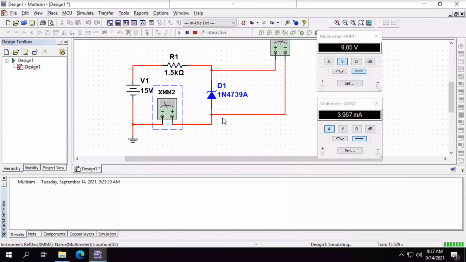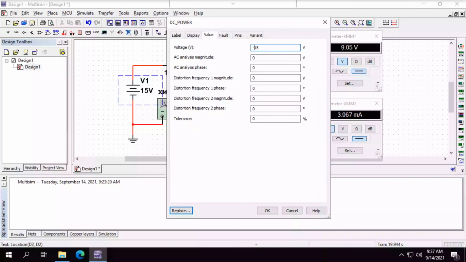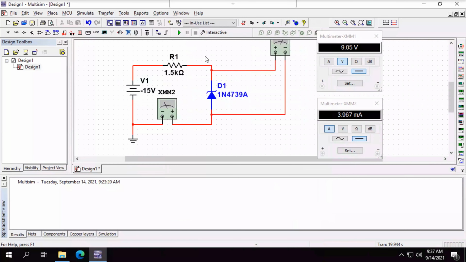Okay, so that's how I can measure the diode in reverse bias. If I want to measure it in forward bias, I can flip my source around. You can also cheat and just put in a negative number here. If you just put in -15 there, that's the same thing as flipping your source around. Then you don't have to actually rewire anything.